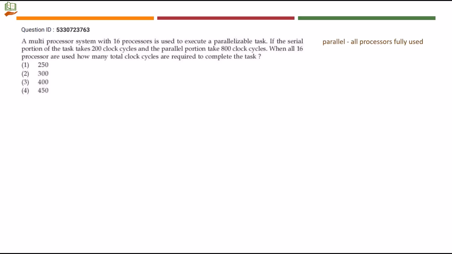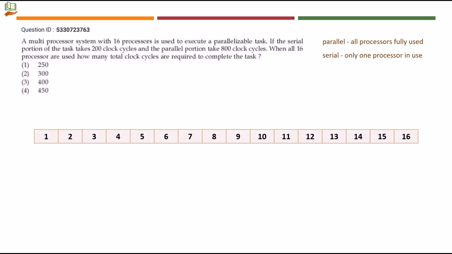When they say the task is parallelizable, it means all the processors will be fully utilized there. When they say the serial portion of the task, it means only one processor will be in use at that time. So in order to calculate the total clock cycles, you have to combine the serial portion time and the parallel portion time. So let's take the 16 processors on the whole. The serial portion will be executed only by one processor, so let's take that to be the first processor.